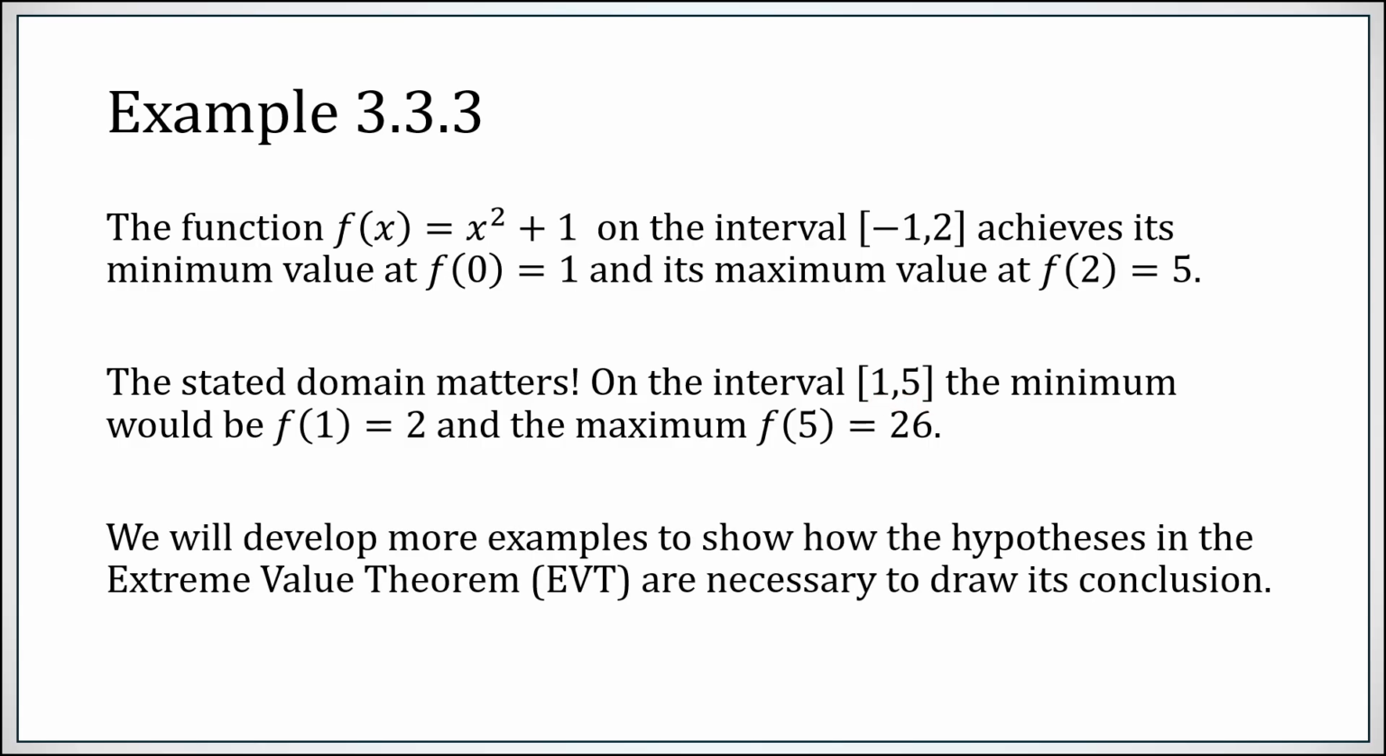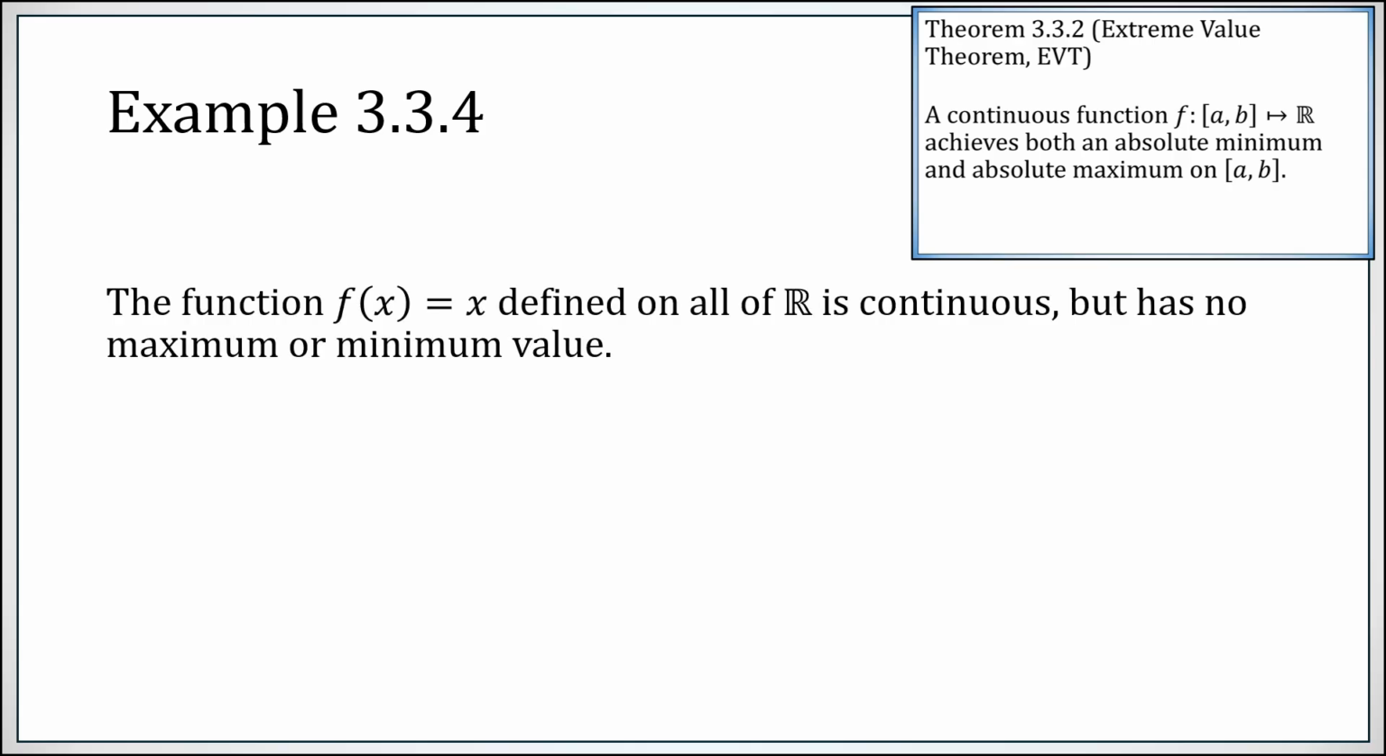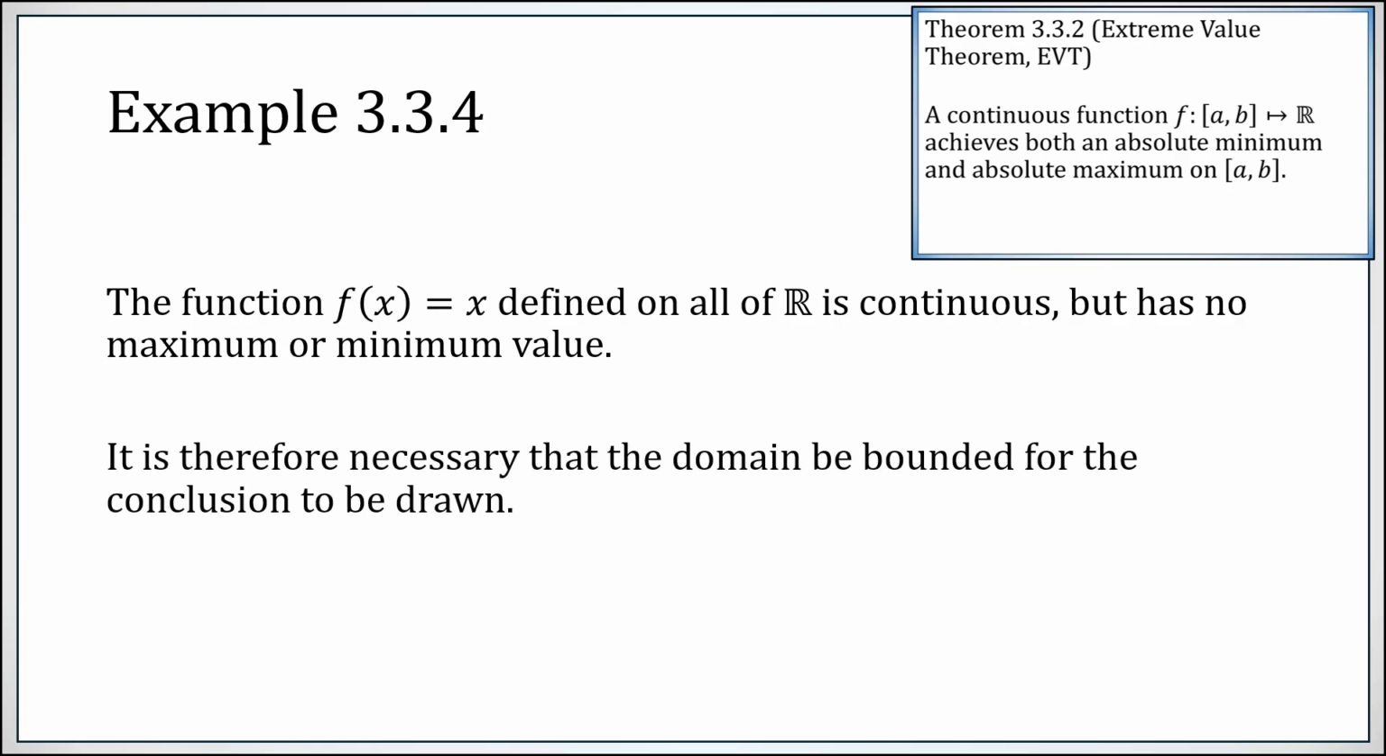Okay, we'll take a look at more examples to show how these hypotheses matter very much. For example, consider f of x equals x. It's defined on all of the real number line and is continuous, but it definitely doesn't have a maximum or a minimum, which does not violate the conditions of the extreme value theorem because the domain is not stated as an interval including its endpoints. We really need a bounded interval for that to work out in the statement of the theorem.